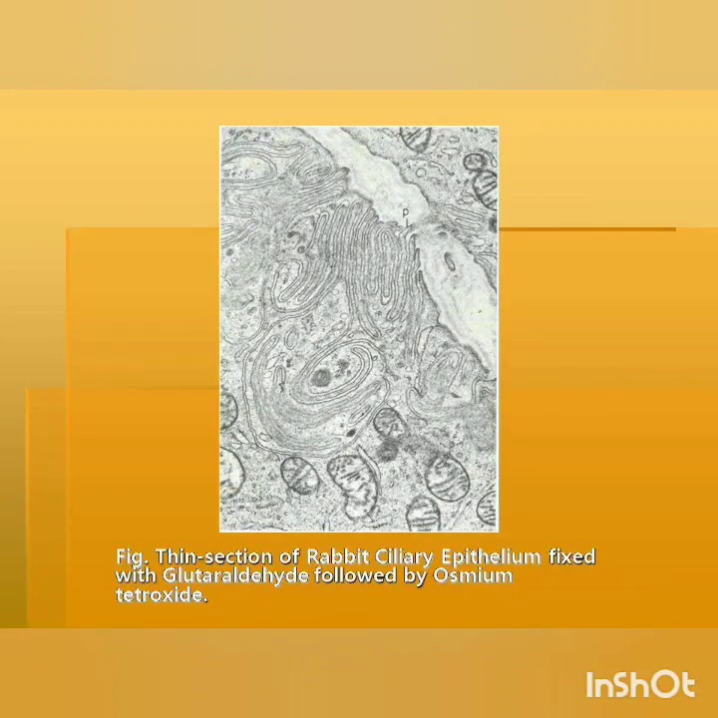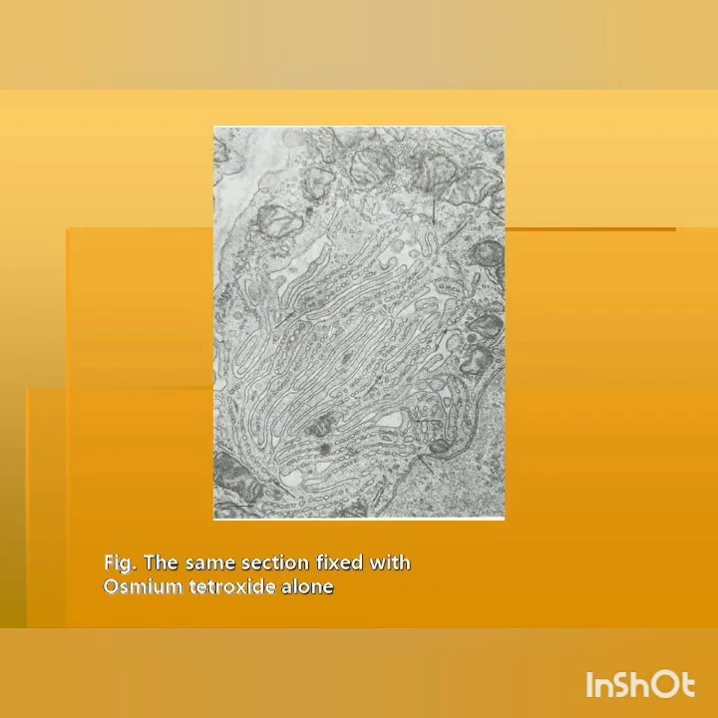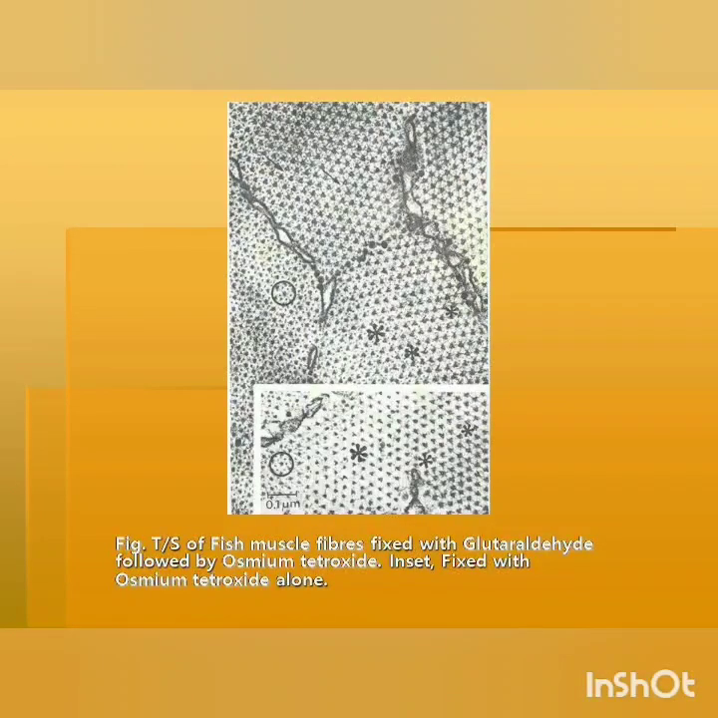Rabbit ciliary epithelium can be fixed with glutaraldehyde followed by osmium tetroxide. The same section fixed with osmium tetroxide alone. This micrograph shows the TS of fish muscle fibers fixed with glutaraldehyde followed by osmium tetroxide.